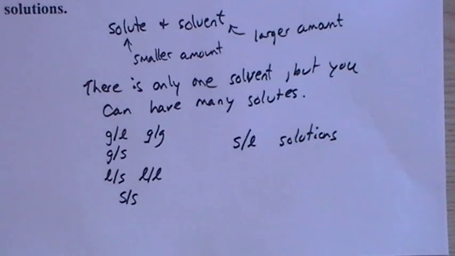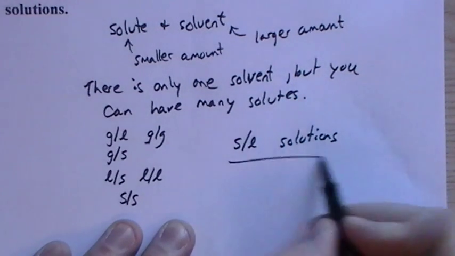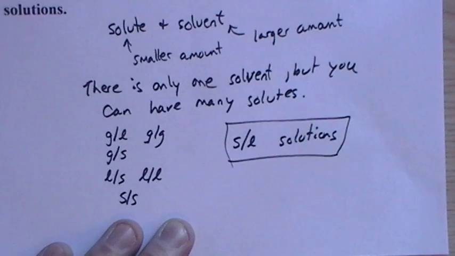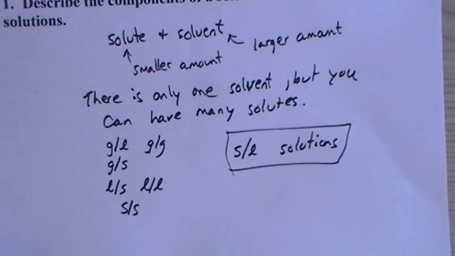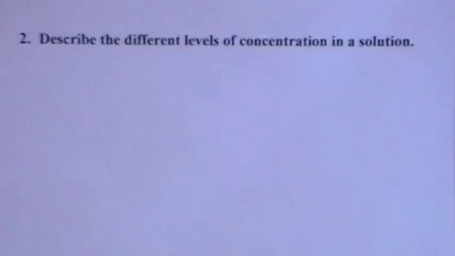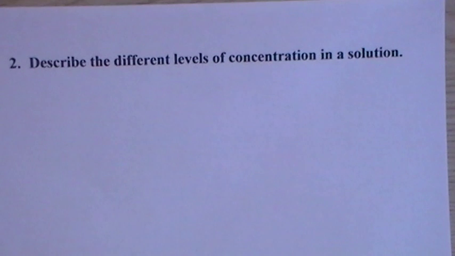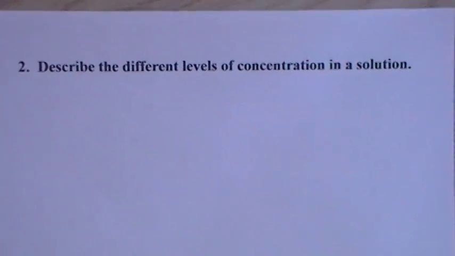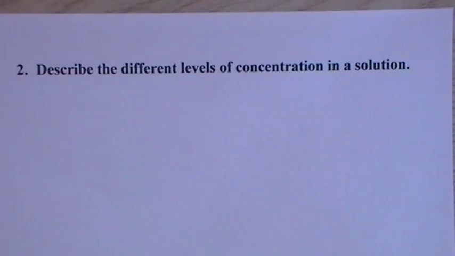And if you want to, you can put together any kind of solution that you want from the phases, but the ones that are most useful for us in chemistry are solid liquid, where we take a solid and we dissolve it in a liquid. So we should know that there are a lot of different types of solutions, but for us, almost always it's solid liquid, though gas liquids, where we mix gases together, is also useful. Okay, describe the different levels of concentration in a solution.